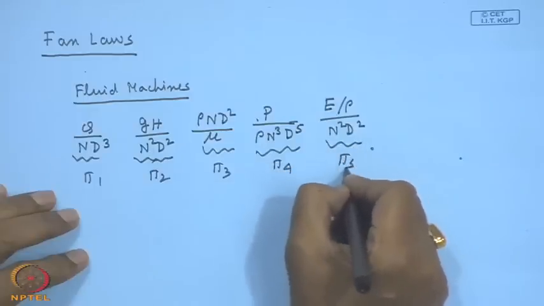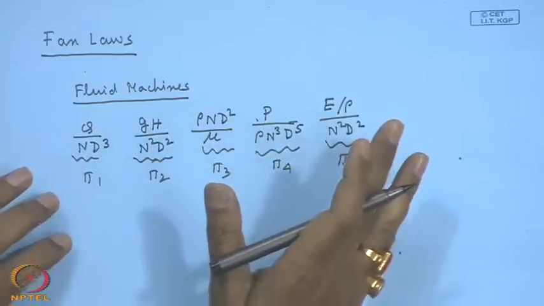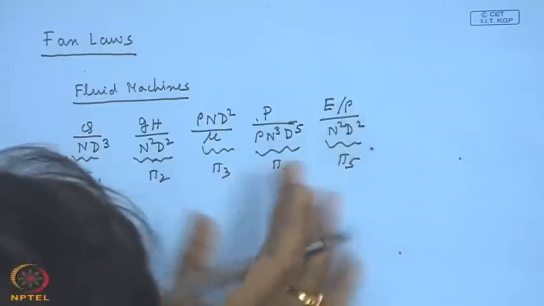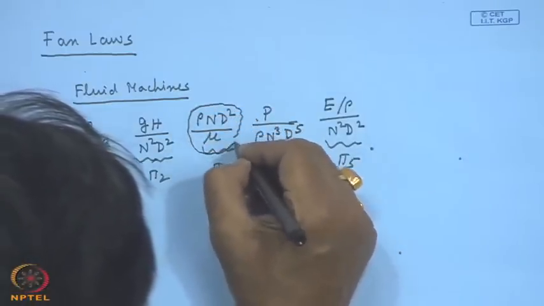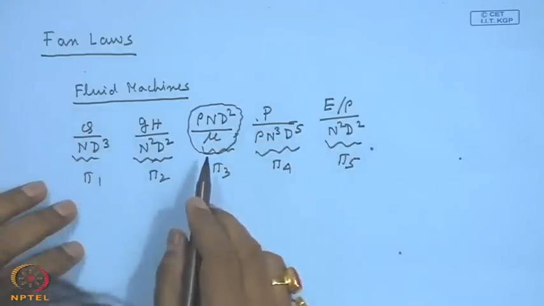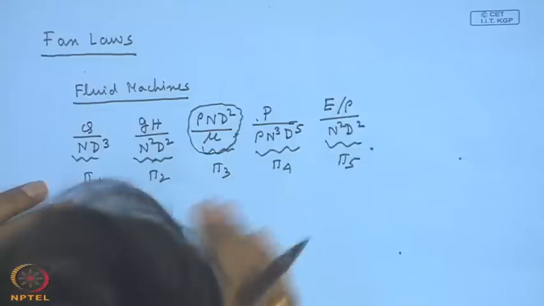Now, when we derived the pi terms for centrifugal compressors, we had 4 pi terms. This is because this term we neglected. The effect of viscosity we did not take. In fact, viscosity has less effect in fluid machines. Why? I will tell you now.